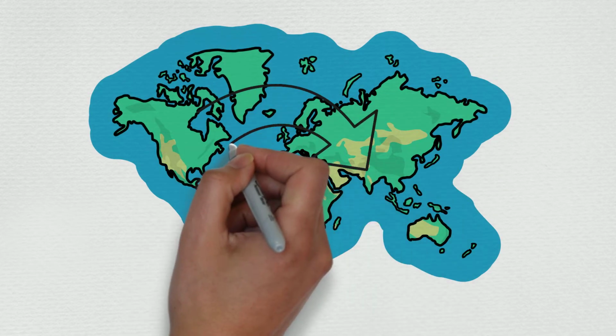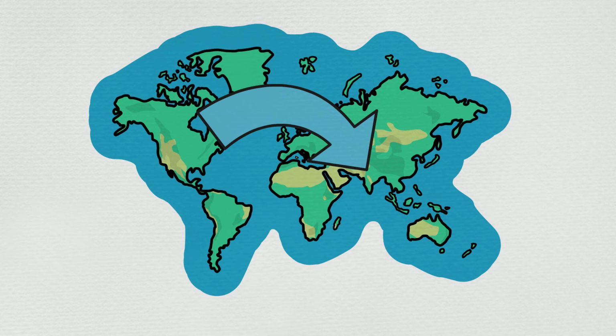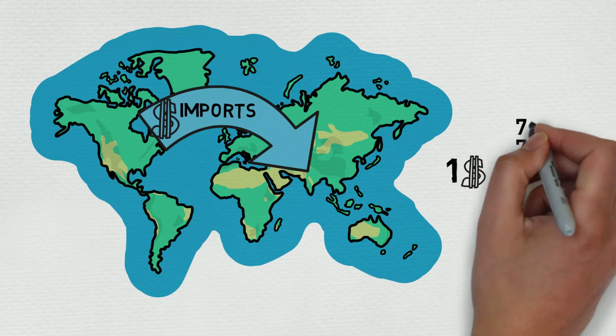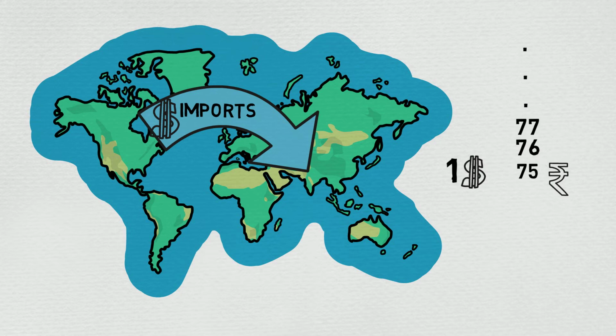Suppose demand for US made goods increase in India. Then in order to pay for these imports, India will need more dollars. So demand for dollar increases, and so dollar's price increases. And when we have to pay more for dollars, it means the value of rupee has decreased. The economic term for this decrease is depreciation.